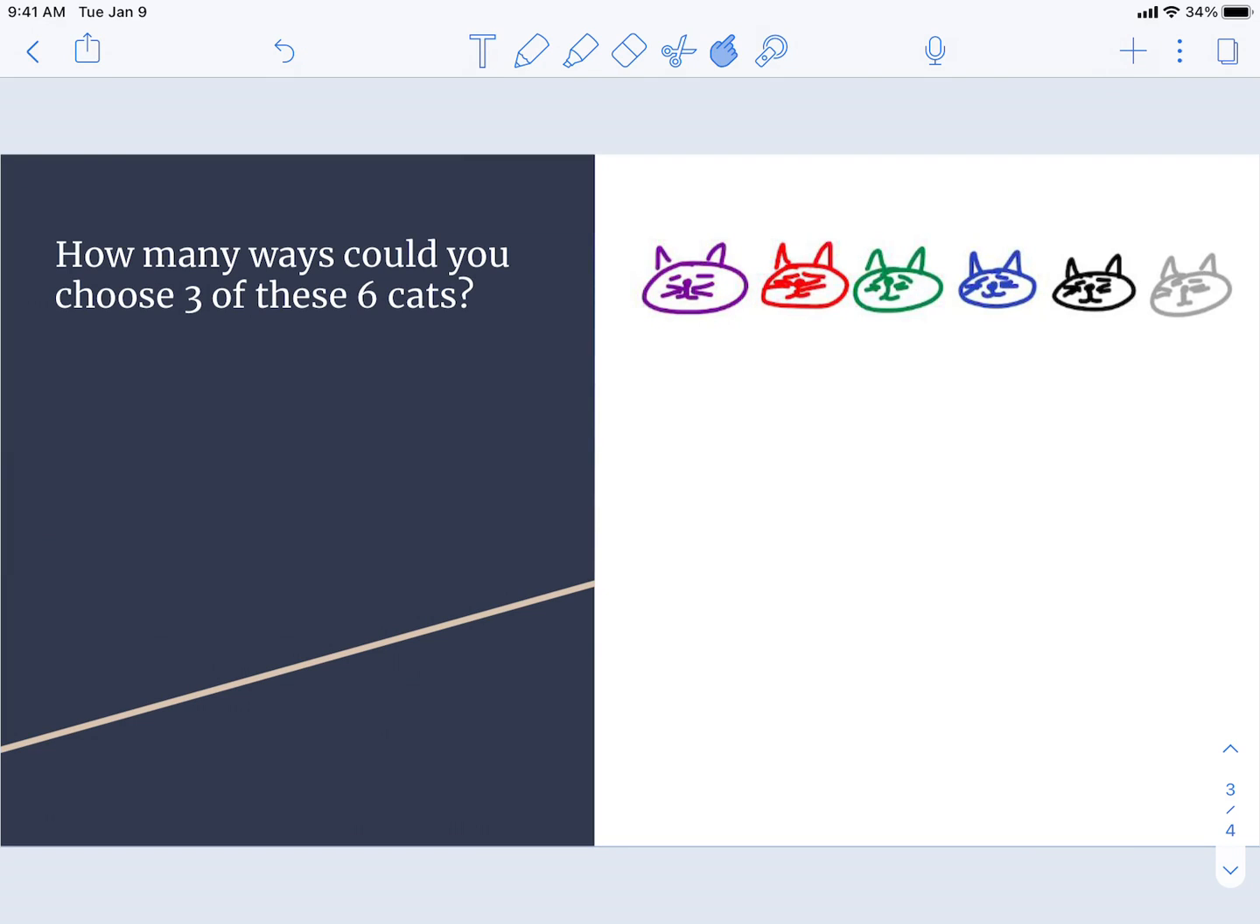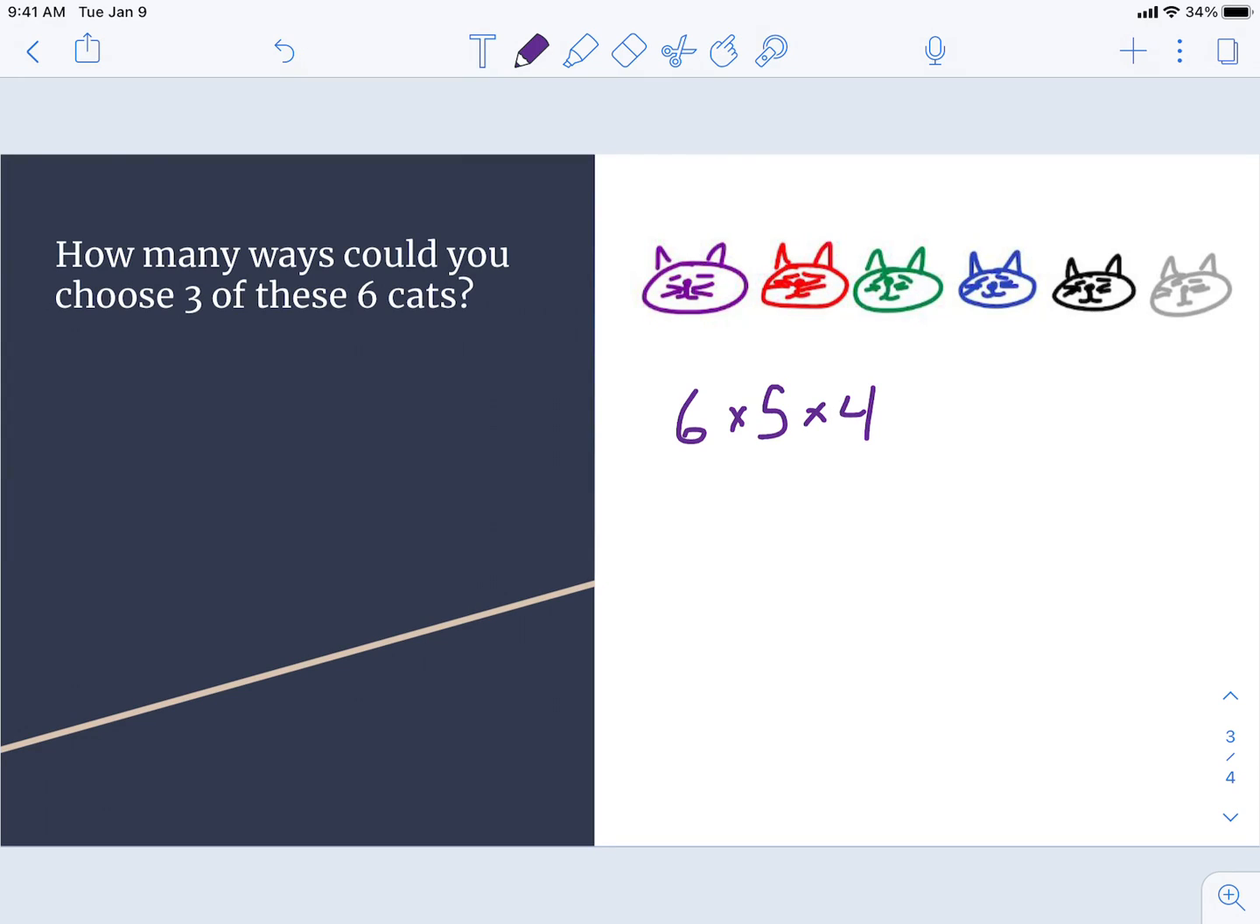So now order doesn't matter, so this is a combination problem. Now, again, I can start this sort of as a permutation problem, right? I have 6 choices for the first cat that I pick out of the litter. I have 5 choices for the second cat. I've got 4 choices for the third cat, but it really doesn't matter in which order that I choose them.